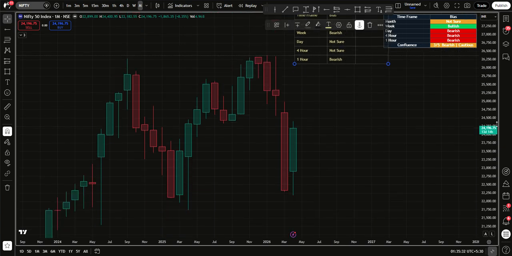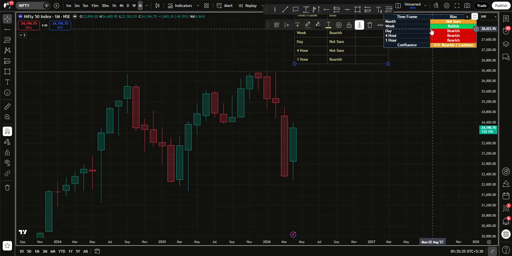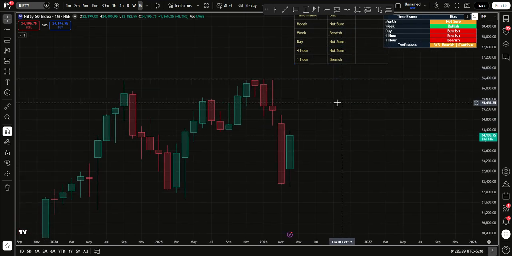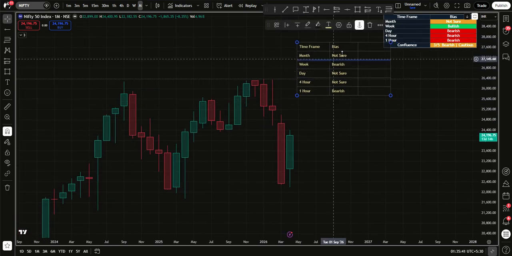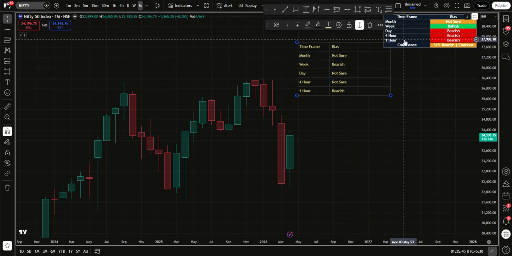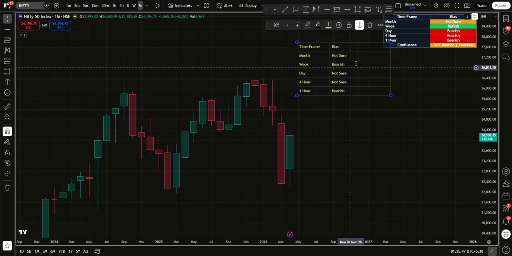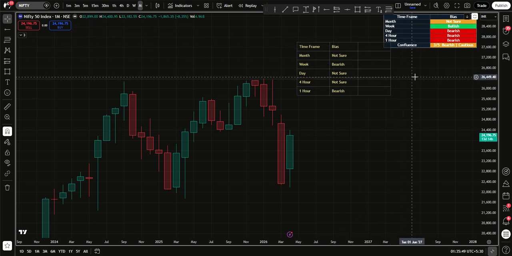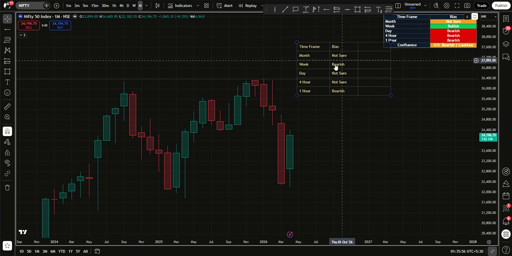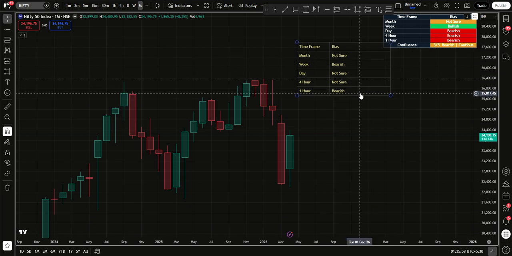So for any new viewers, this is an indicator that I am testing, and this is the manual bias table that I have been using for a long time. So we are just testing the indicator. I do this manually, and then at the end of the analysis, I just compare whether the indicator is doing right. I'll perhaps test it for some more time and then do away with the manual analysis.